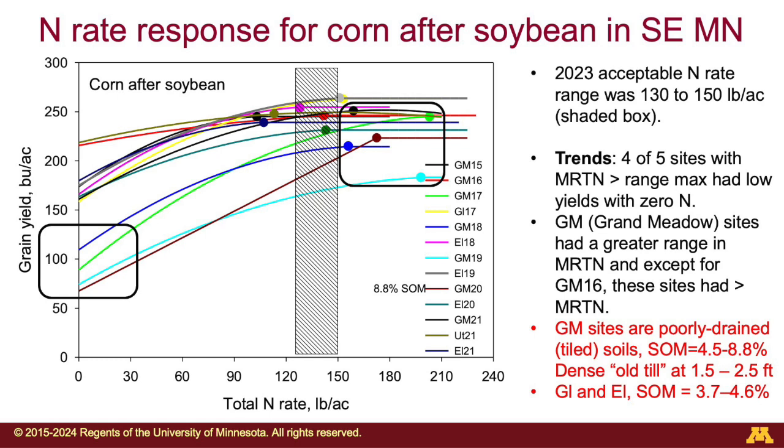You see that we've got a few sites that fall within that box, about 3 sites that are just below it, and 4 or 5 sites that a couple of them are close to the maximum and a couple of them are greater than that. So what's interesting is these 4 or 5 sites that are greater all pretty much came from Grand Meadow. And Grand Meadow is in the eastern part of Mower County, but what it's unique to is that it's actually a poorly drained tiled field.